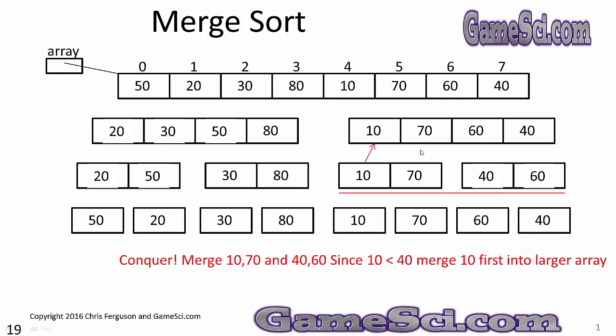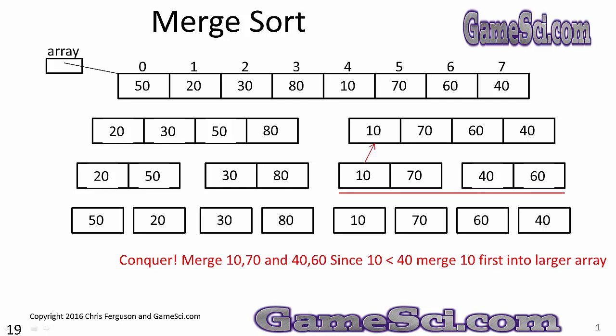Now what we have at this point is 2 groups of 2 items each. If you look closely, I have 2 separate arrays, 10 and 70, 40 and 60. I need to merge these 2 groups of 2 into the larger group of 4. This is the conquer phase of our divide and conquer algorithm.